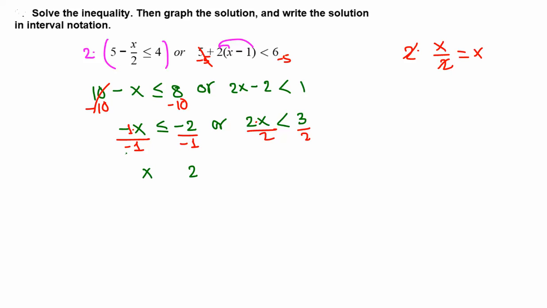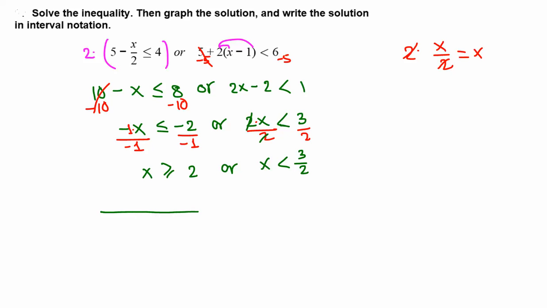But here's a catch. When we divide or multiply by a negative number, we need to switch this direction. This is x bigger than or equal to 2. Or in this case, we are dividing by positive 2, so we don't have to switch. This is just x less than 3 over 2.